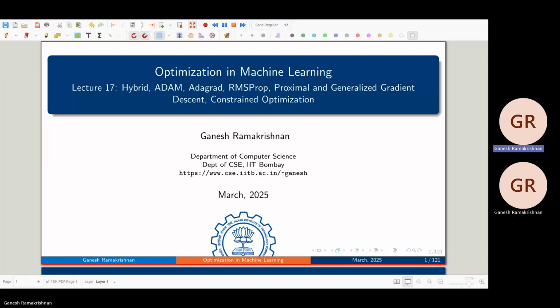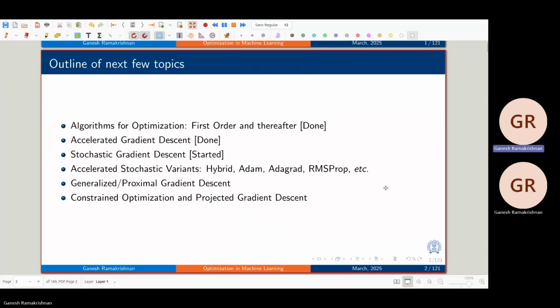study today will be on serious stochastic approaches, inspired, of course, by accelerated gradient descent and the likes. We've already started the stochastic gradient descent and its accelerated versions will be covered today. Then we'll move on to generalized proximal gradient descent and constraint optimization and projected gradient descent. Hopefully, we are able to cover a lot of this by Thursday.